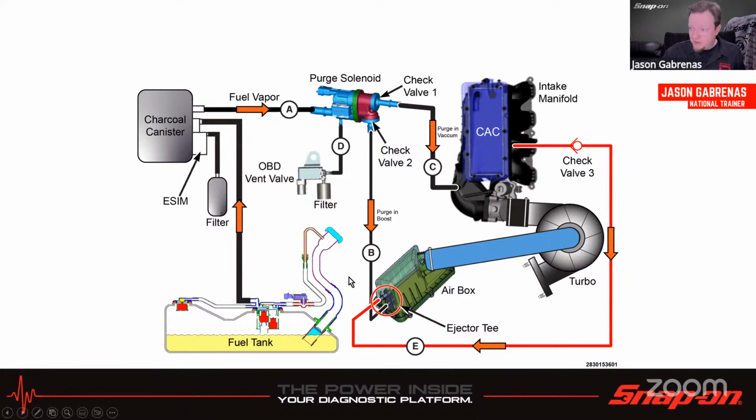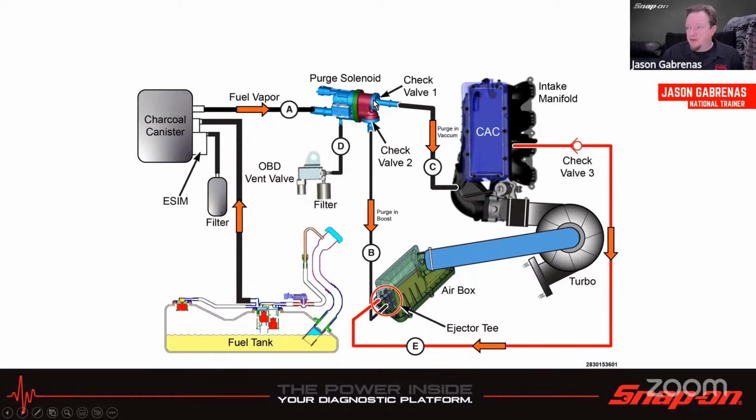So this is the Evap system on a Jeep Grand Wagoneer with the 3-liter turbo motor. So we, of course, have our fuel tank in here with some check valves. We have the charcoal canister, the eSIM, which is the Evap system integrity monitor. It also has a filter out the vent now. So instead of just having the regular vent, it has a filter out there to lessen the Evap emissions, I guess. Fuel vapor goes into the purge solenoid.